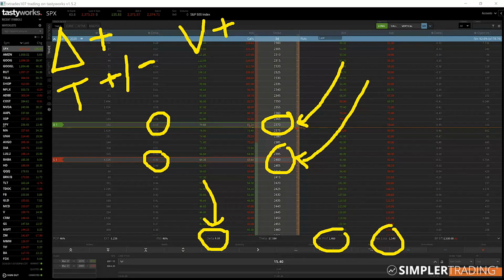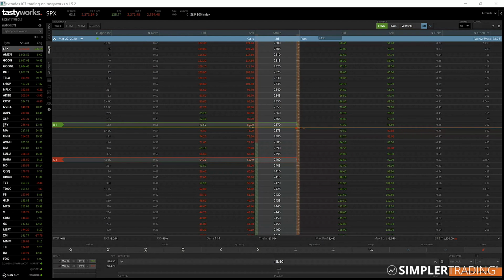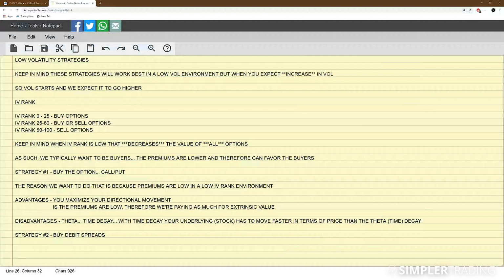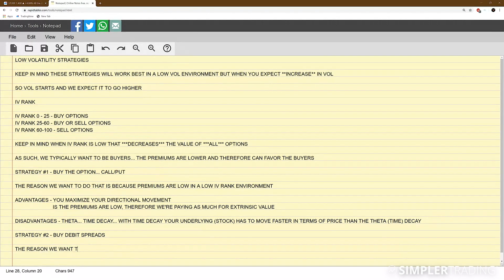So let's go back to the notes here. So buy debit spreads. Let's give ourselves the reason. The reason we want to buy debit spreads is because the premiums are low. So the same kind of idea applies. Premiums are low. But we don't want as much directional exposure. So really the only difference between one or the other is you won't have as much directional exposure.